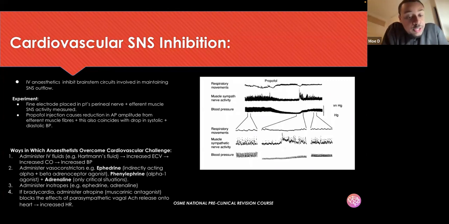And you can also administer vasoconstrictors if you've noticed there's been a lot of vasodilation and blood pressure drop, such as, for example, ephedrine. You can also administer phenylephrine, and you can administer adrenaline only in critical situations, usually because it's quite potent. And you can also administer, to increase cardiac contractility, some inotropes such as ephedrine and adrenaline. And if the patient is bradycardic, i.e. if they have a low heart rate, you can administer atropine, which is a muscarinic antagonist.